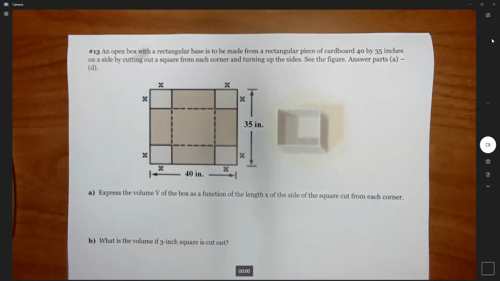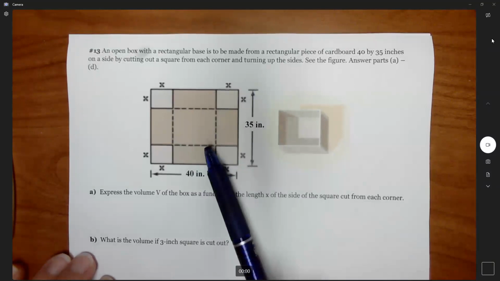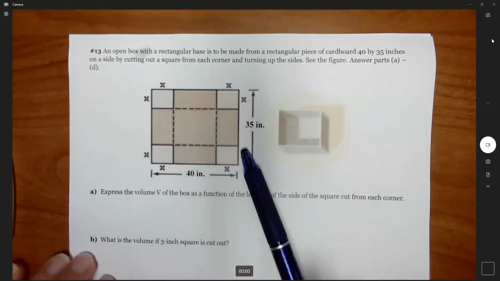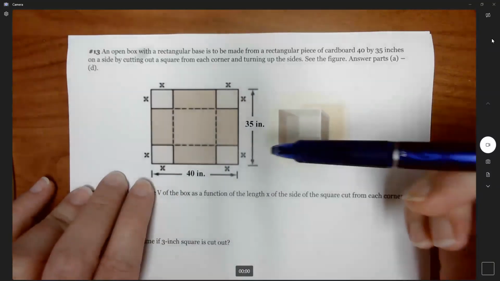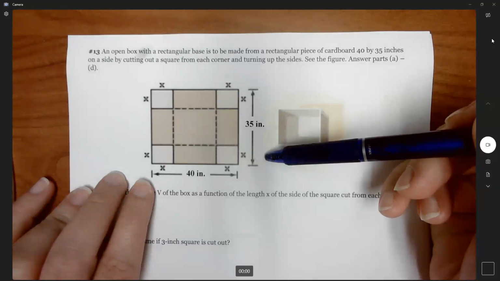It says an open box with a rectangular base is to be made from a rectangular piece of cardboard 40 by 35 inches on a side by cutting out a square from each corner and turning up the sides. See the figure. Answer parts A through D. They give you both of these two diagrams. Here is my flat cardboard rectangular board. It is 40 inches on one side by 35 on the other side.